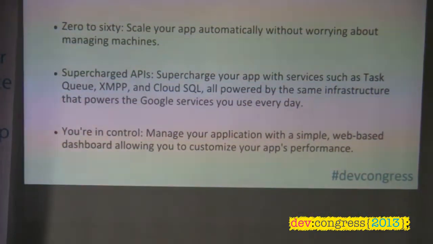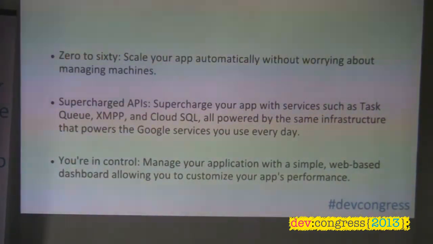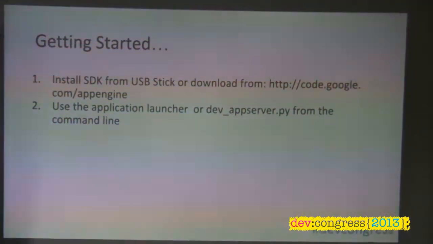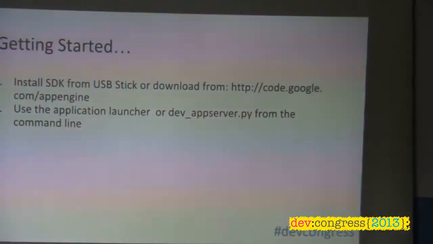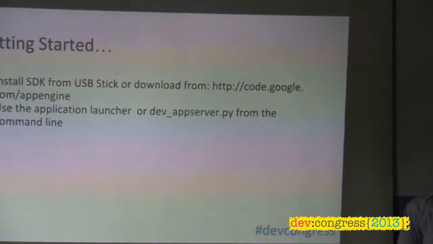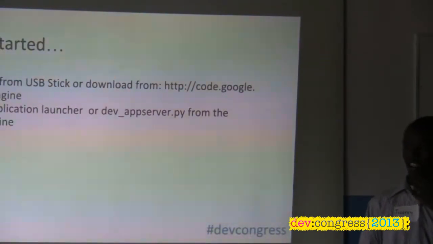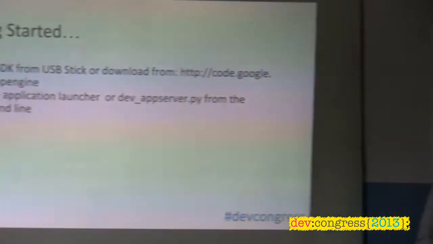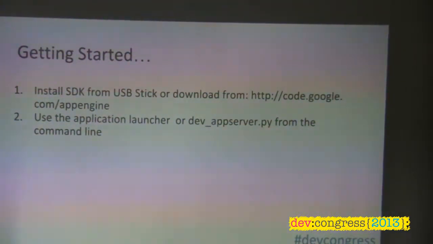And you are in control. You can manage your application with a simple dashboard that I will show just now. So before you get started, you need to choose a language. I think right now AppEngine supports Python and PHP, but there's also Go and Java too. And to start, you need to use the app function.